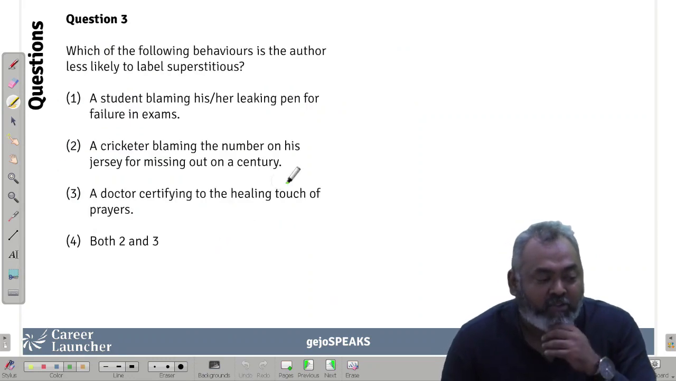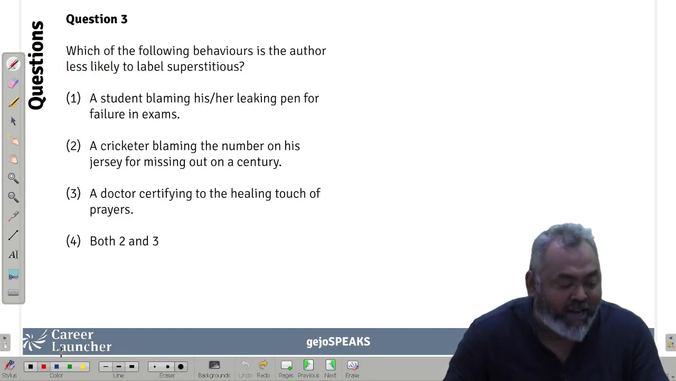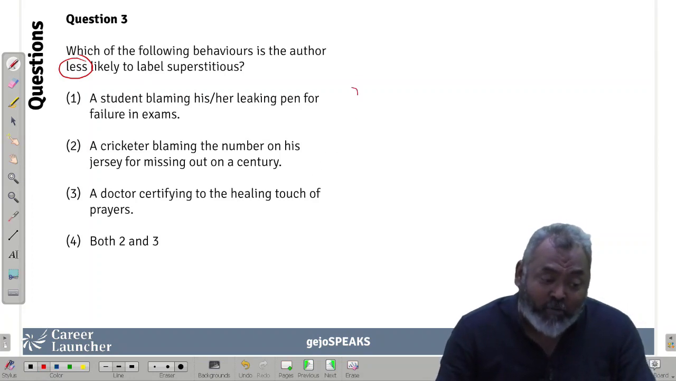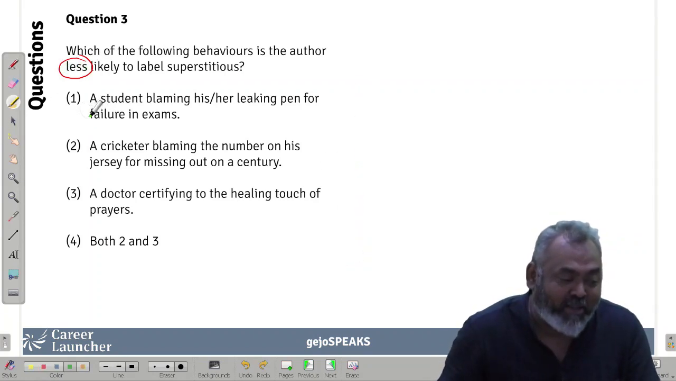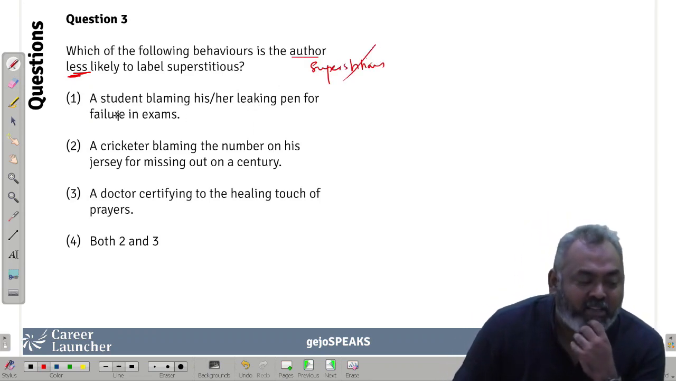Question number 3. Which of the following behaviors is less likely... Now these are the kind of things the author wants to trap you with. The author wants to trap you by using the words less likely. Now if you miss the words less likely, it's gone. And the author would have created an option to trap you by just using the words less likely, by the way. Which of the following behaviors is less likely superstitious, which means I am looking at something that is not superstitious. So eliminate all the things that are superstitious.